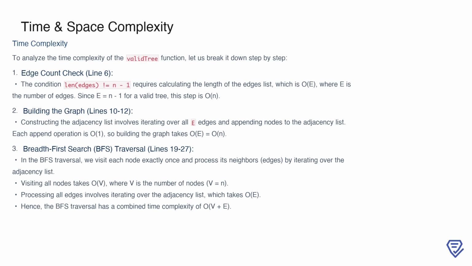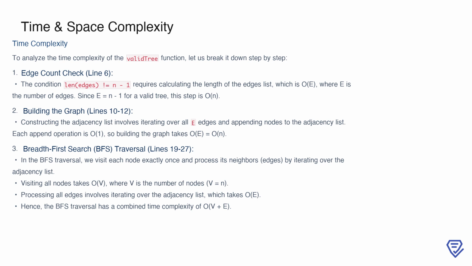To analyze the time complexity of the valid tree function, we can break it into individual steps. First, there's the edge count check, where we compare the length of the edges list to n-1. Calculating the length of the edges list is an O(E) operation, where E represents the number of edges. In a valid tree, E is equal to n-1, so this step simplifies to O(n).